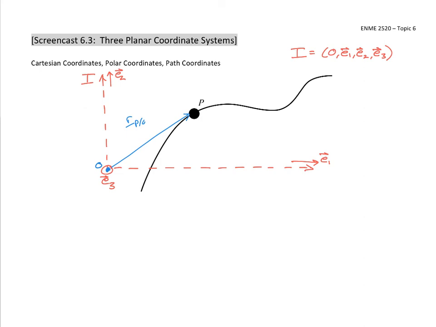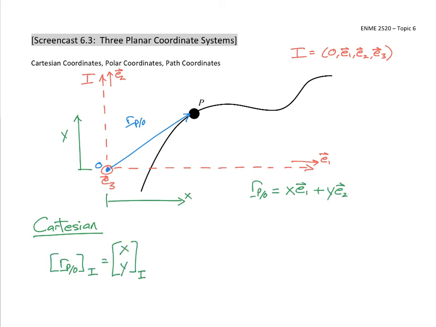And if we define this in terms of our Cartesian coordinates, then we'll have a coordinate from the origin along E1 that we'll call X, and a coordinate along E2 from the origin that goes to point P that we call Y. And so the position vector R of P with respect to O is the coordinate X in the E1 direction plus the coordinate Y in the E2 direction. Another way to say this is that our position vector of P with respect to O, seen in the inertial reference frame, according to this inertial basis, is defined by the coordinates X and Y.